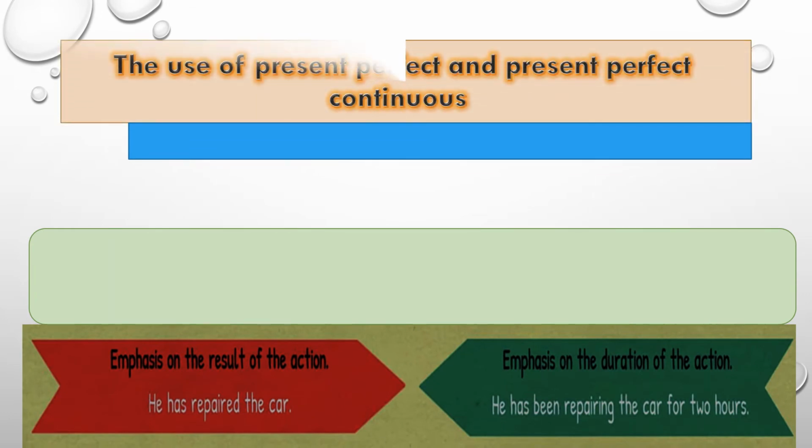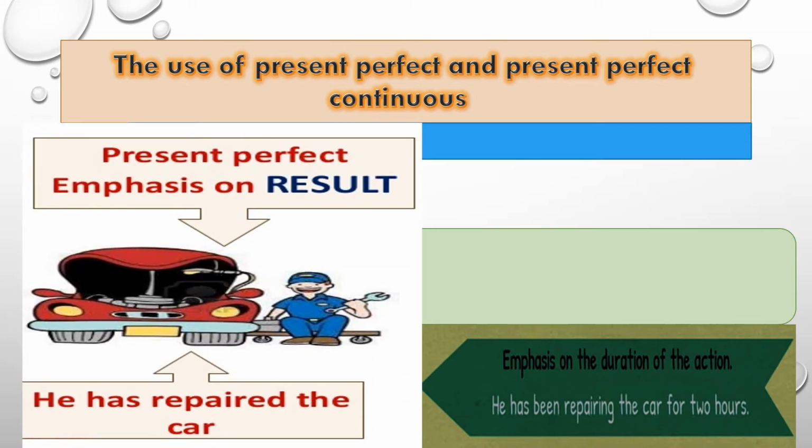The second use of present perfect and present perfect continuous, as I told you before, with the present perfect simple, the focus or the emphasis is on the result. So we focus on the result. For example, when we say he has repaired the car, here we have the result, which is the car is now repaired and he can drive it wherever he likes. Okay, إذا هون التركيز على النتيجة إنه السيارة الآن أصبحت صالحة للقيادة. So he has repaired the car. We focused on the result of the action.